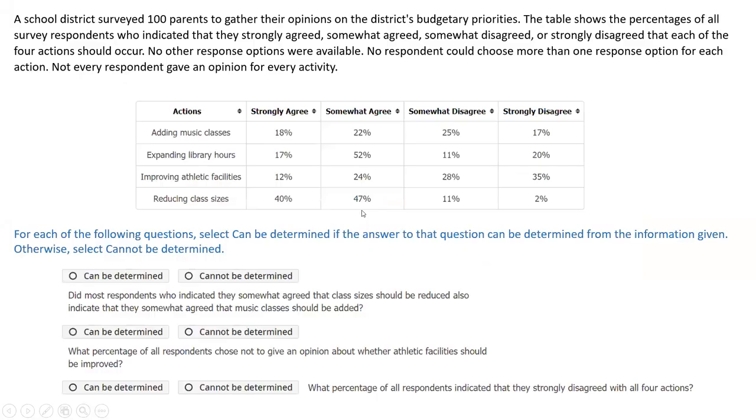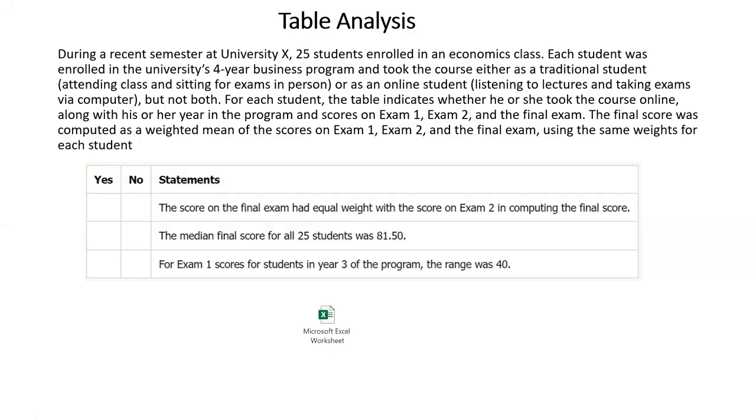The score on the final exam had equal weightage with the score on exam 2. Remember, there are three exams, right? Exam 1, exam 2, and final exam. And then there is a final score, and this final score is calculated based upon the weighted mean of these three exams.